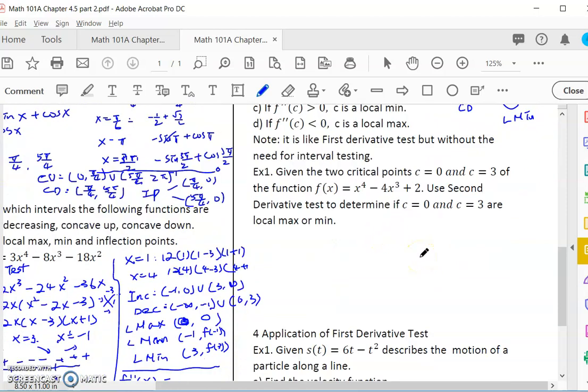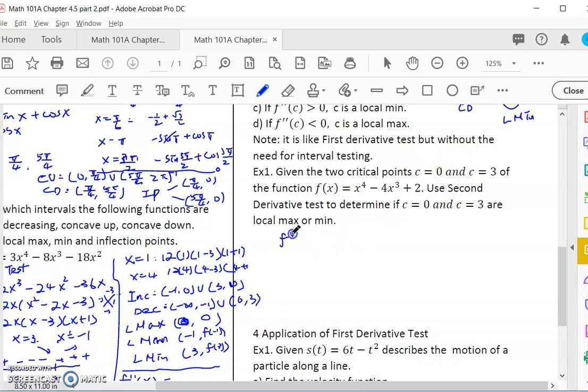So just do one example. Someone has a function x to the fourth minus 4x cubed plus 2, and has found critical numbers c equal to 0 and c equal to 3. Usually we would just do those plus, plus, plus signs. No. We would just use the second derivative to determine if these are local max and min. So do not draw the number line for 0 and 3. Just do the second derivative.